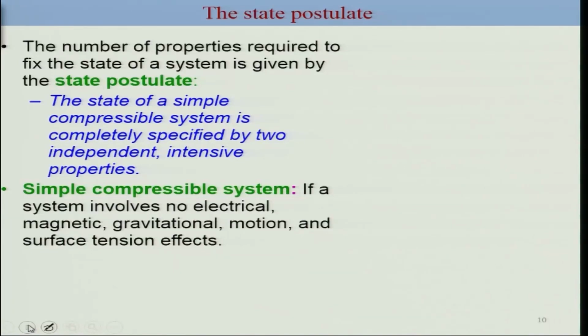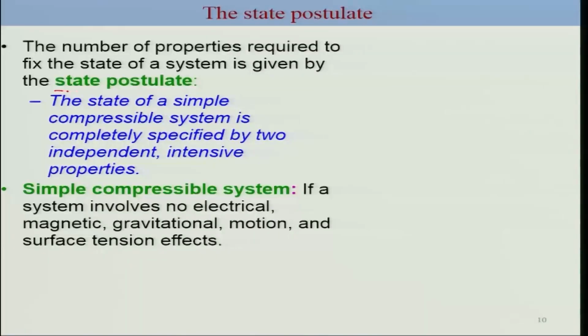Okay, all right, so now we know that the state has a set of properties, and if you change one of the properties, the state will change. But it's not necessary to define all the properties to fix a state. There is a minimum number of properties which you must define, and the rest of the properties get fixed once you define this minimum number. That is what the state postulate tells us. The state postulate says the state of a simple compressible system is completely specified by two independent intensive properties. Now what is a simple compressible system? It is a system which involves no electrical, magnetic, gravitational, and surface tension effects. If you have those, then you have to include another variable in order to define the state.